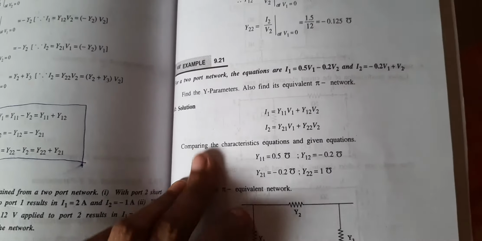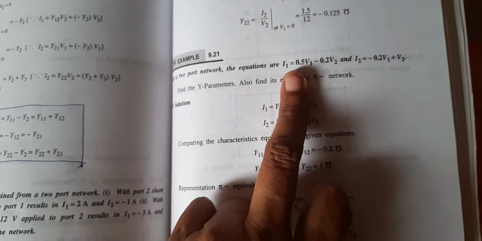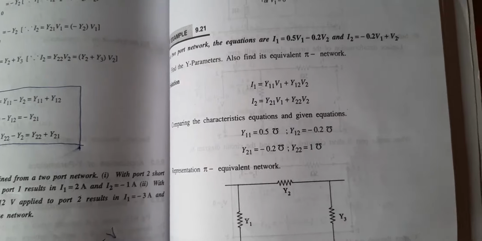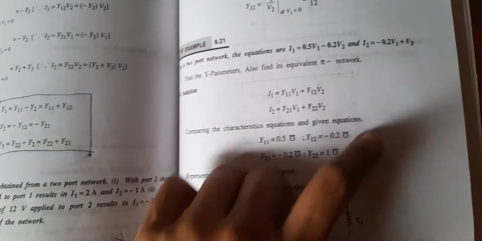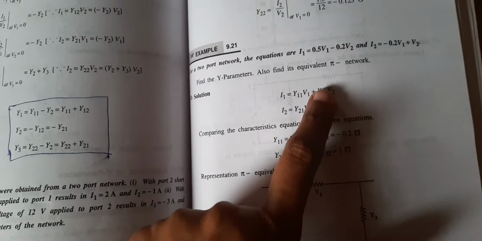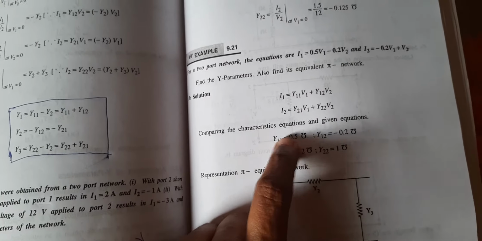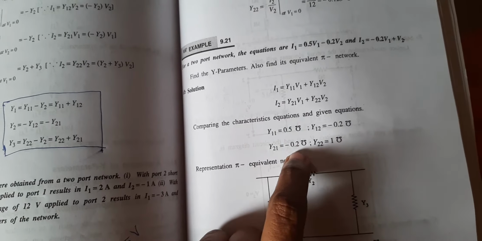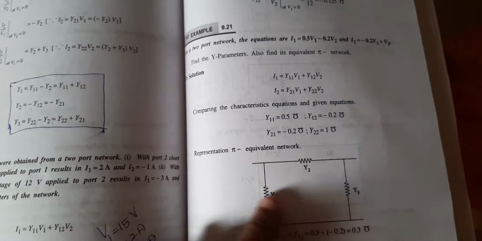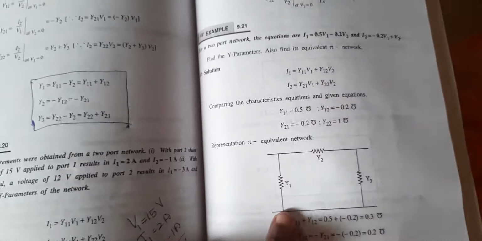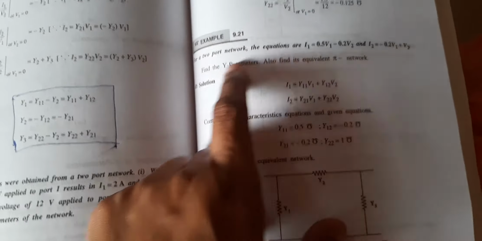Okay. So next, for two-port network, the equations are I1 is 0.5 V1 minus 0.2 V2 and I2 is minus 0.2 V1 plus V2. So you know the Y parameter equation. Write the equation. From this you want to write Y11, Y12, Y21 and Y22. So Y11 is 0.5 mho, Y12 is minus 0.2 mho, and same thing Y21 is minus 0.2 mho, Y22 is 1 mho. Okay. So draw the pi network. So write all the Y parameters from this equation. Also they are asked to find the equivalent pi network.